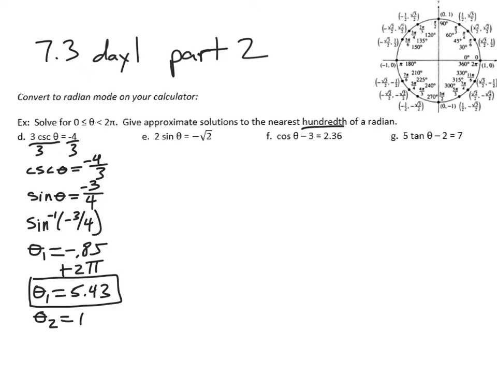Answer number 2, we're in sine, pi minus our first answer. This is that sneaky little piece here. We didn't give -0.85 as our first answer, but we have to use it to get the second. There we get 3.99, okay? Good.